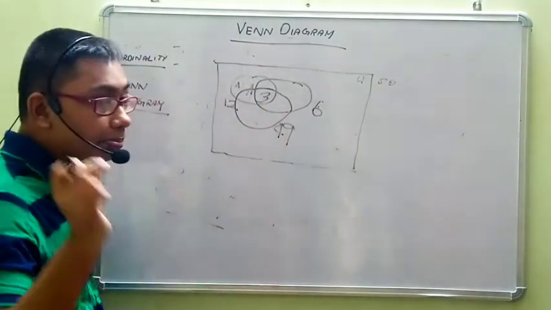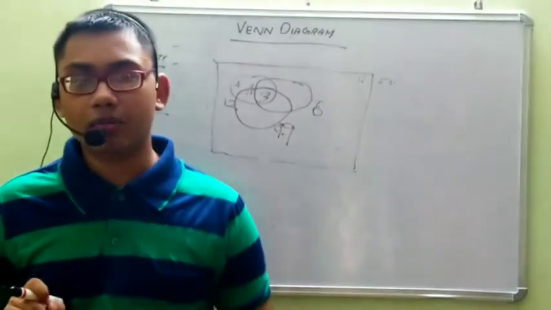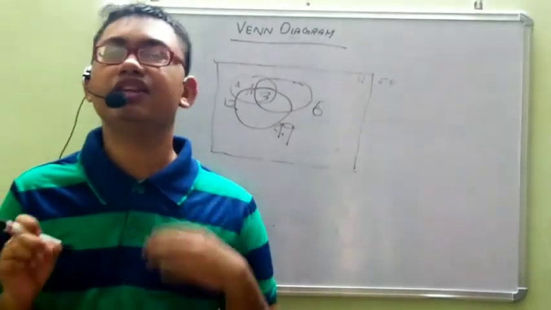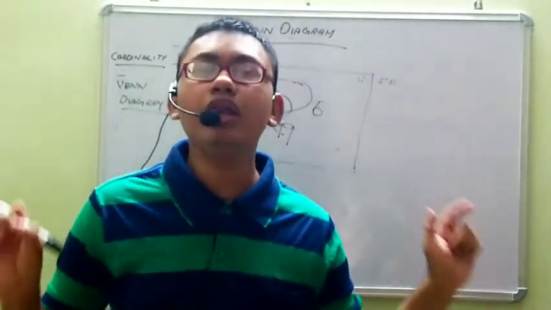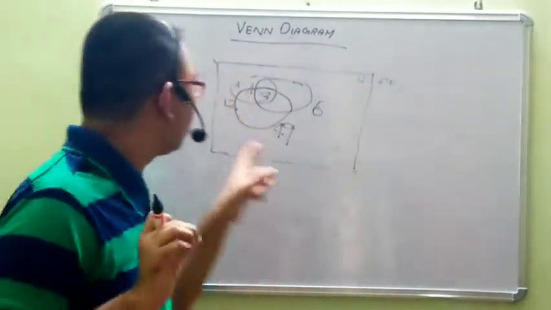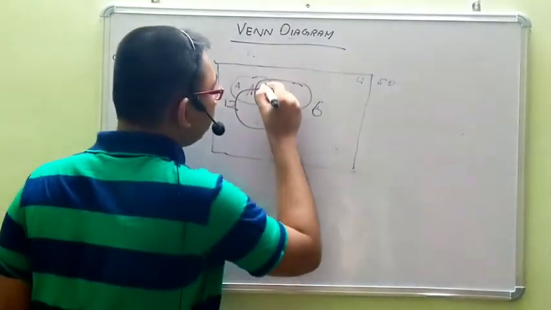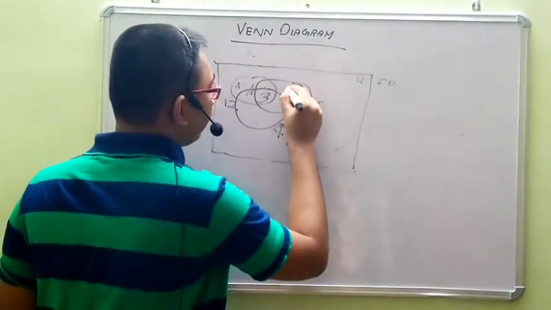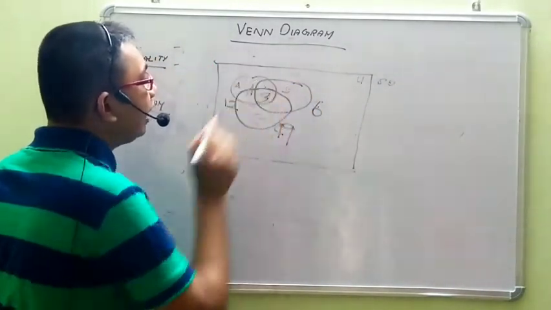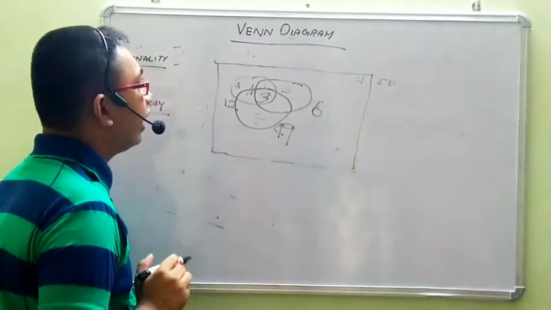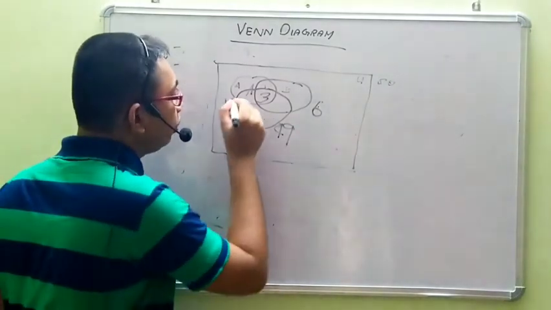A intersection B will include A intersection B intersection C, right? If A and B have a common element and A, B and C have common elements, definitely the common elements of A, B and C will be included in the common elements of A and B. So, this is the part here. If A intersection B is 4, this will naturally be 1. And let us say A intersection C is 5. This will be 2 here.